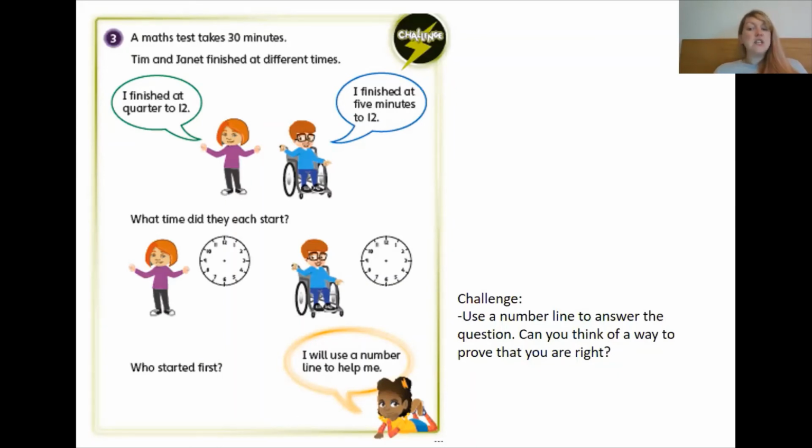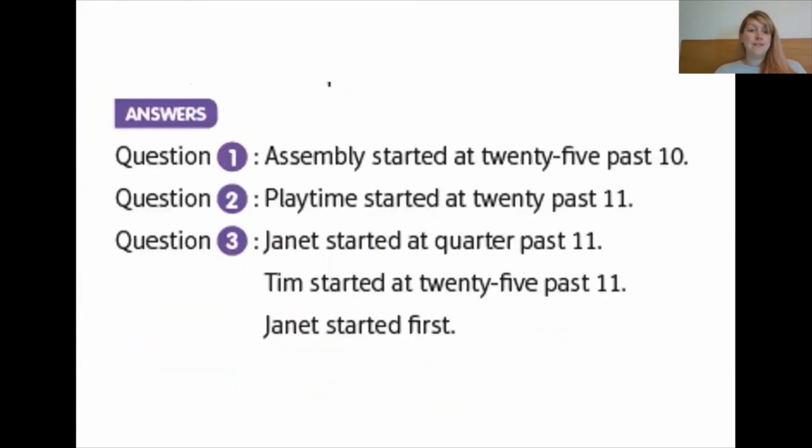So the challenge is to use the number line, just like Flo's saying, to answer the question. But I'd also like you to prove that you are right. That's one of those greater depth skills, to be able to prove your thinking, to be able to justify your reasoning. Now, you don't just have to be able to talk it, because talking it through can be very complicated. You can use drawings and manipulatives to help you. And here are your answers.